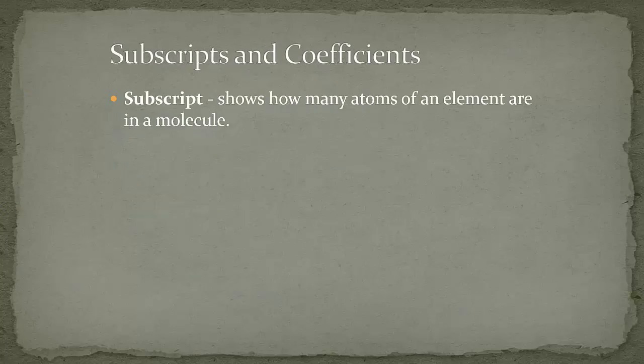Subscripts and coefficients. Notice that the number of atoms of each type is obtained by multiplying the coefficient and the subscript associated with each element in the formula. When you say subscript, it shows how many atoms of an element are in a molecule.